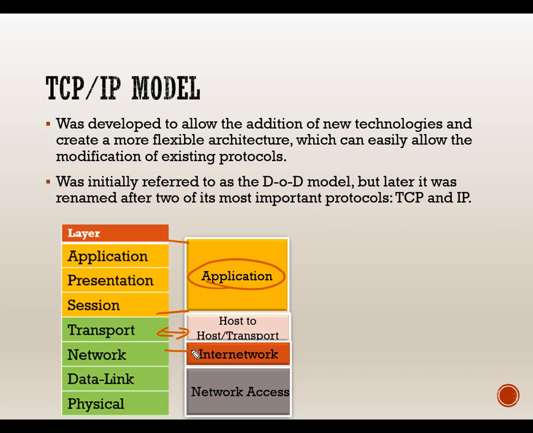The network layer, the internetwork layer, kind of makes sense because it connects networks together. And that's what we do with it. We connect networks together. And then the lower two layers of the OSI are lumped together as the network access layer, which again makes sense because we had MAC addresses here, physical addresses, and we had cabling here, connectors, RJ45s for instance.